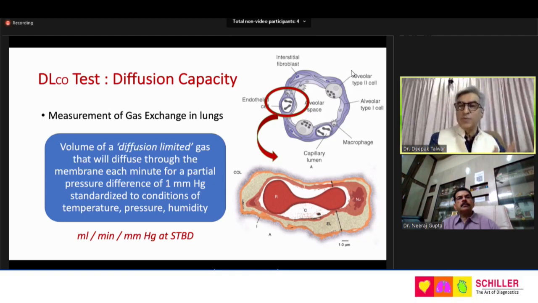Since all of them have to be standardized for ambient temperature, barometric pressure, as well as humidity, STPD is the standard to which these are converted, so that you have a comparison value for all your tests wherever you are, whether you are 10,000 feet above sea level, or in an area with 50% humidity versus somewhere with 10% humidity. So it is primarily standardized to standard conditions, not the ones in your lab. So it is ml per minute per mm of mercury at standard conditions.